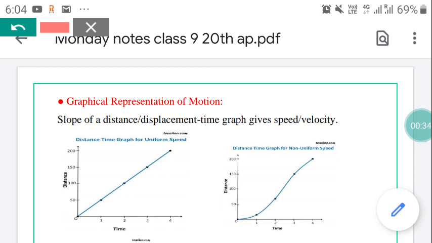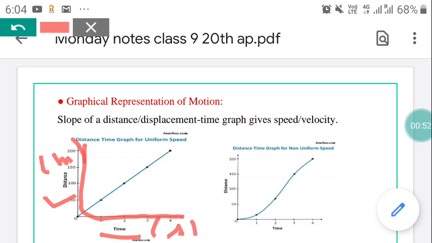So first, draw a distance time graph for uniform speed or uniform motion. Examiner can ask any question to draw. So you will make a graph like this, y-axis and x-axis. You label the x-axis time and the y-axis distance. Suppose this is in meter and this is in second.